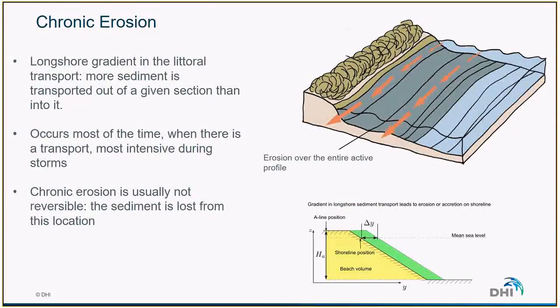Chronic erosion is related to longshore sediment transport, and especially to gradients in the longshore sediment transport. This kind of erosion typically affects the entire active profile. One main difference from acute erosion, which is a redistribution of the sand in the profile, is that chronic erosion is usually not reversible.